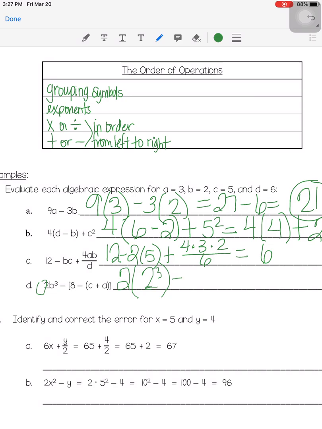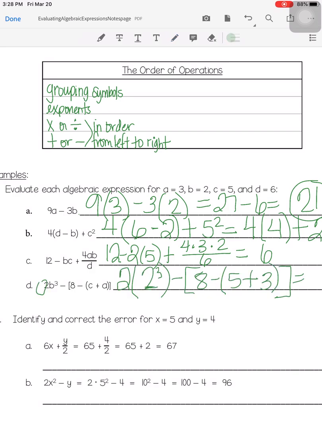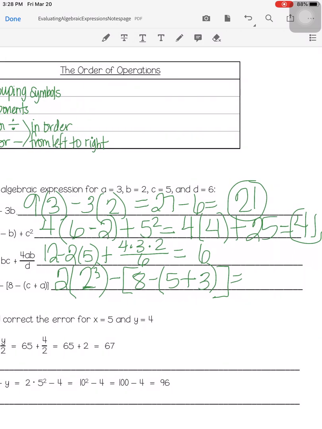So minus, and we have in brackets 8 minus C, which is 5, plus A, and that's in brackets. You may have seen this problem also, so you can refer to your notes on how to follow the order of operations to get this answer. We do what's in brackets first, so we end up having 8 minus 8 inside. Then we have 2 to the third power, which is 8. So we have 2 times 8 minus 0, which is 16.